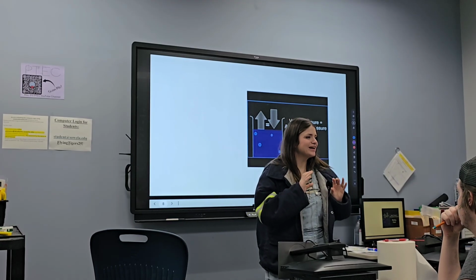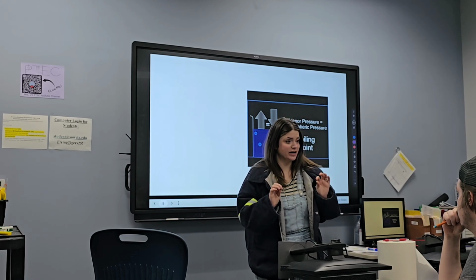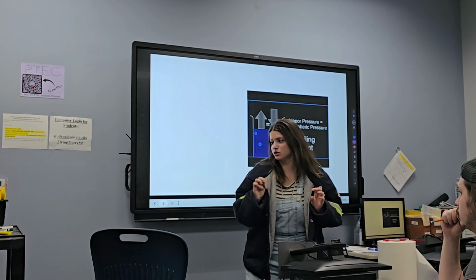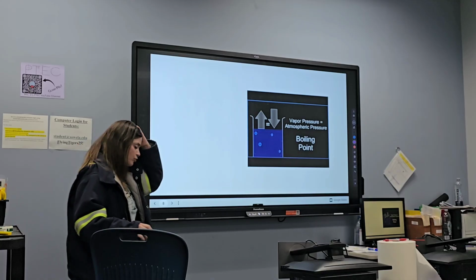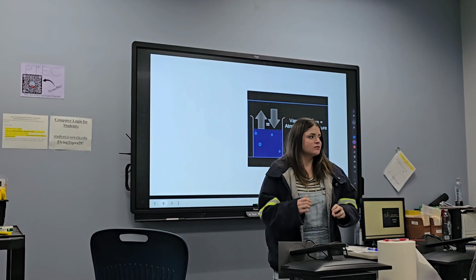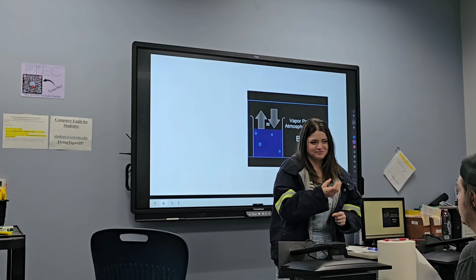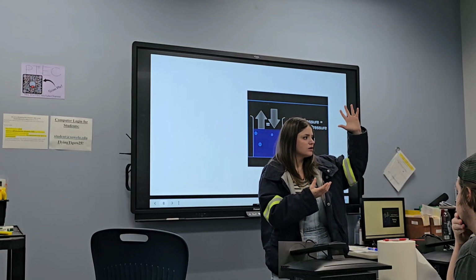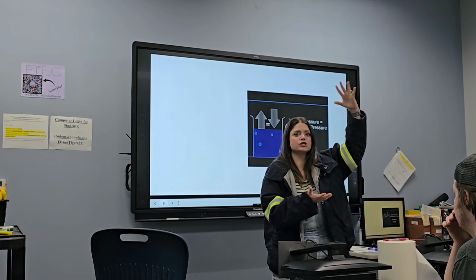All liquids have a vapor pressure. This sounds weird, right? It's a little wordplay. All liquids have a vapor pressure. So, in order for boiling to take place, the liquid's vapor pressure must become equal to or greater than the atmospheric pressure, or the pressure exerted on the liquid.